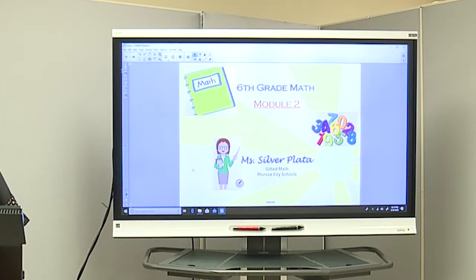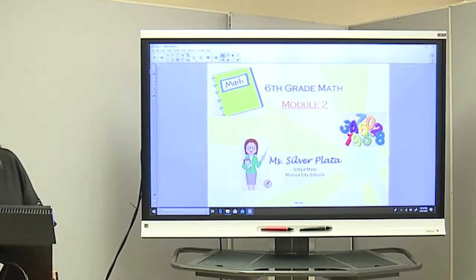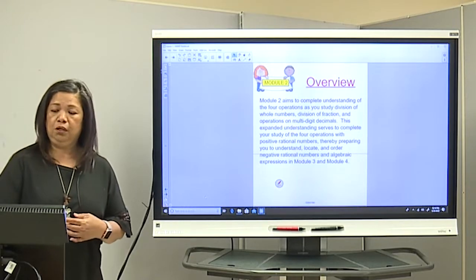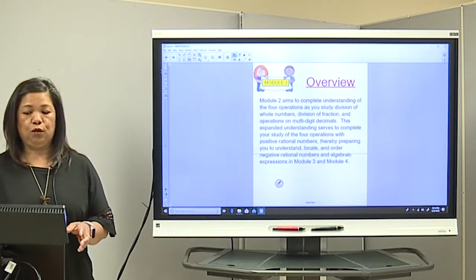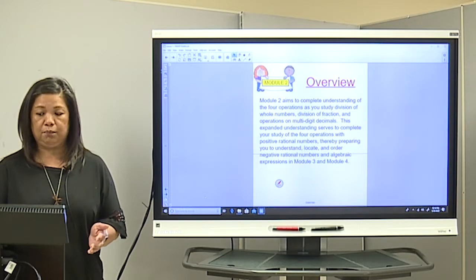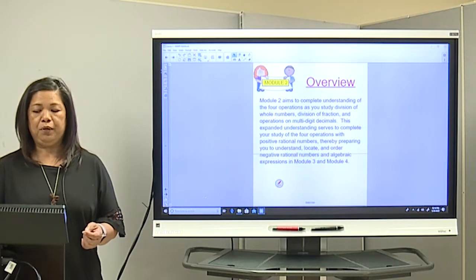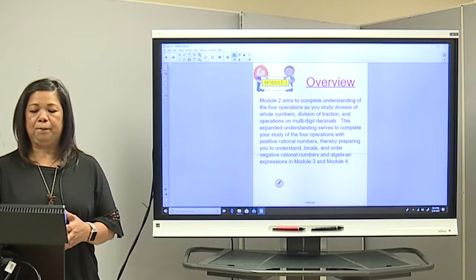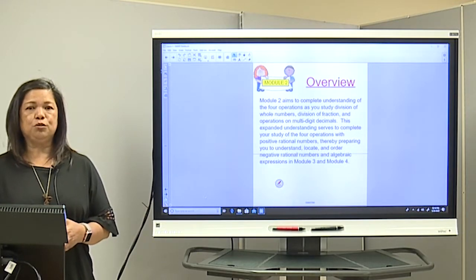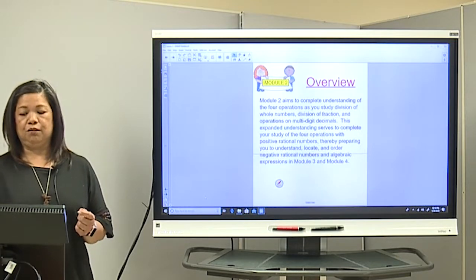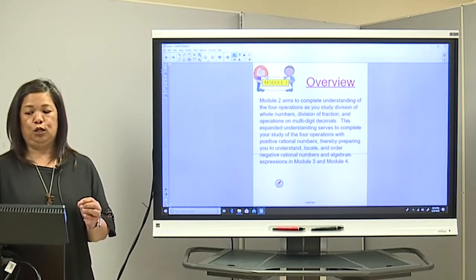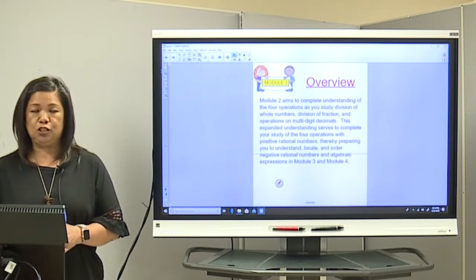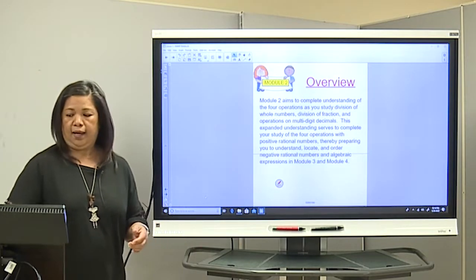Now, let's talk about an overview of Module 2. What do we expect to learn? Module 2 aims to complete understanding of the four operations as you study division of whole numbers, division of fractions, and operations on multi-digit decimals. This expanded understanding serves to complete your study of the four operations with positive rational numbers, thereby preparing you to understand, locate, and order negative rational numbers and algebraic expressions, which is in Module 3 and Module 4.